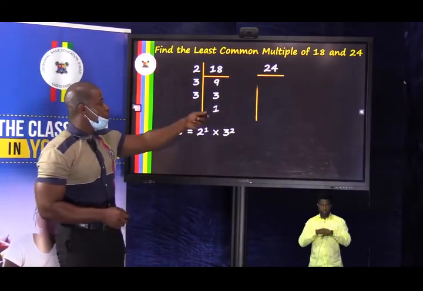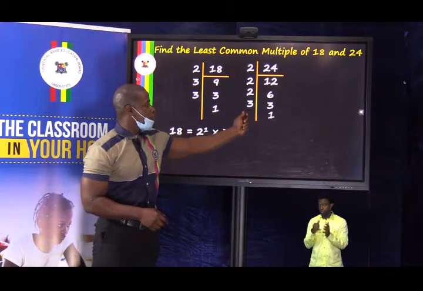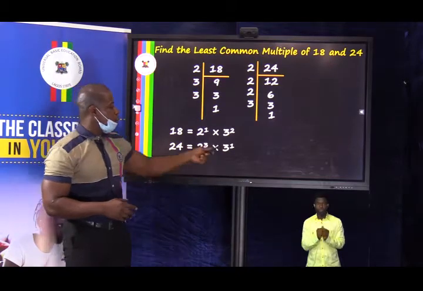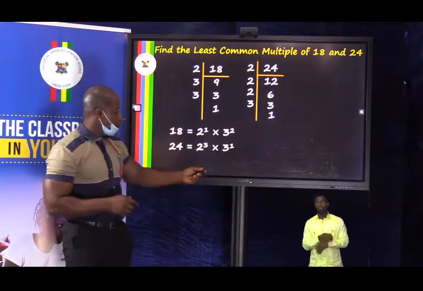Then we do likewise for 24. 2 goes in 24, 12, 2 in 12 is 6, 2 in 6 is 3, 3 in 3 is 1. So we end up with 2 with the power of 3 and 3 with the power of 1. Now, did you get to this junction? Good job, you. So what do we do?